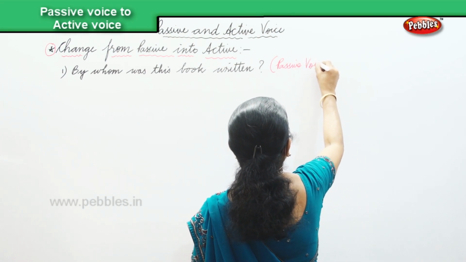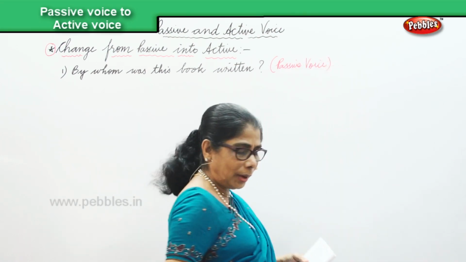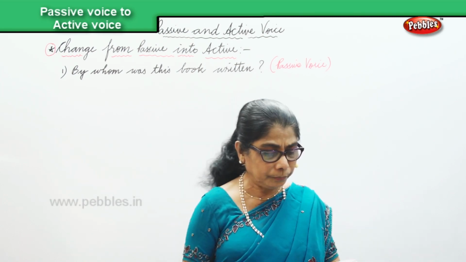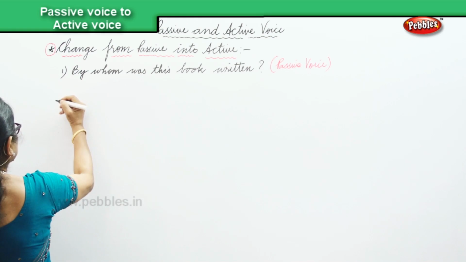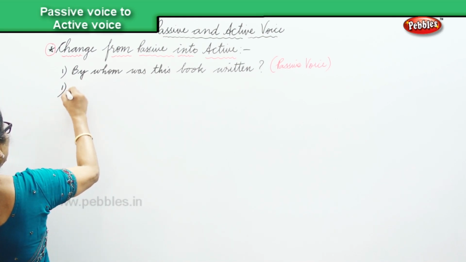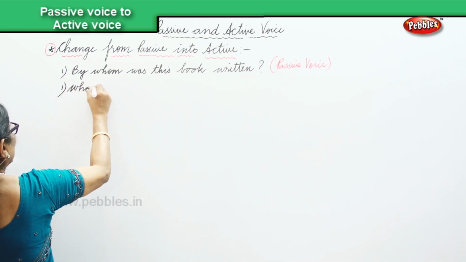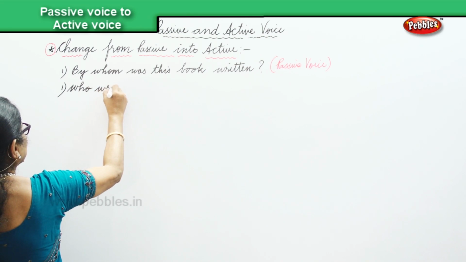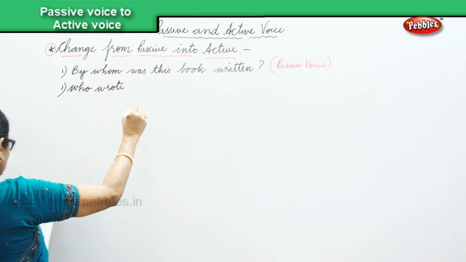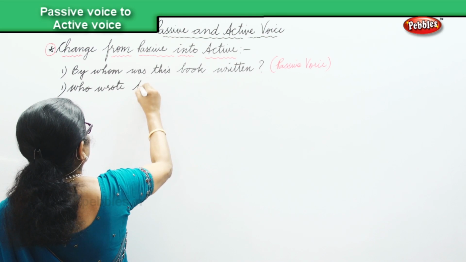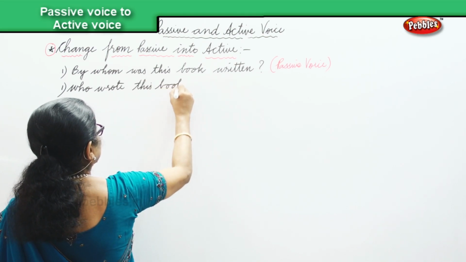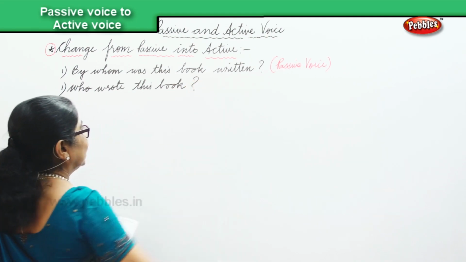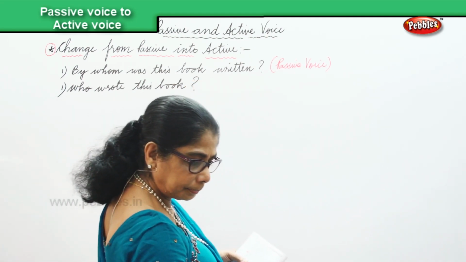And here we're going to change this passive voice into active. Let's look at it. Who wrote this book? Who wrote? Who wrote this book? And that's the active voice.